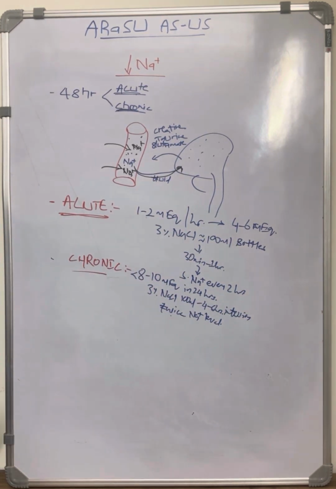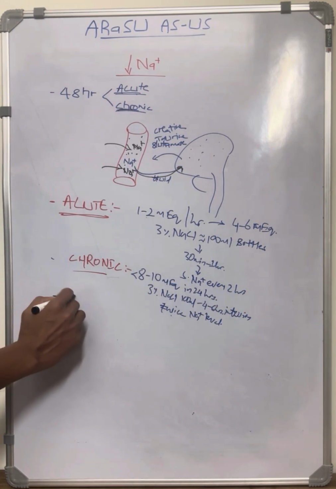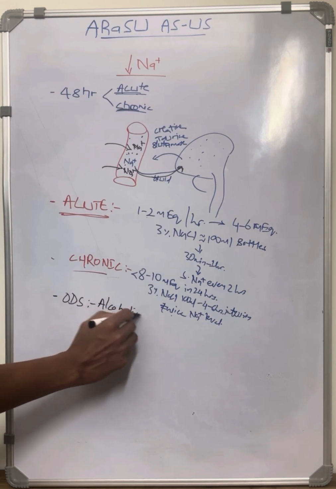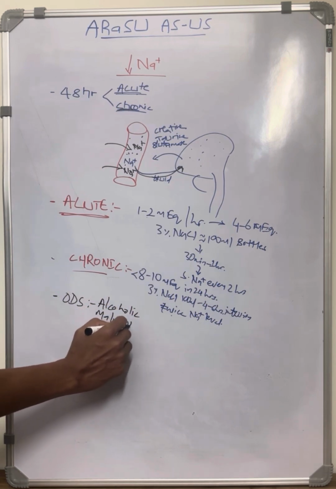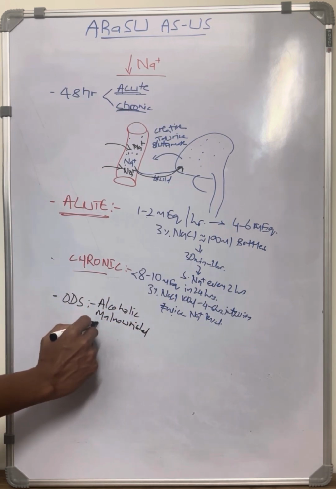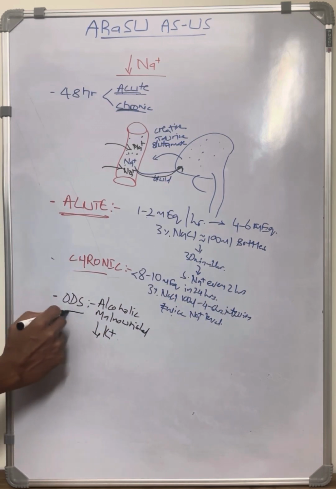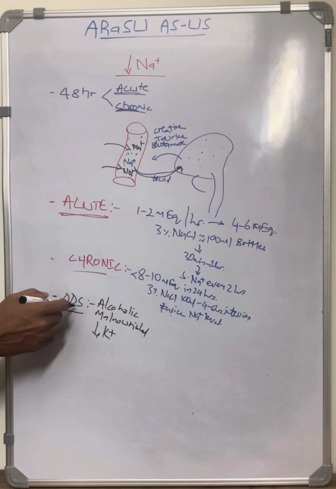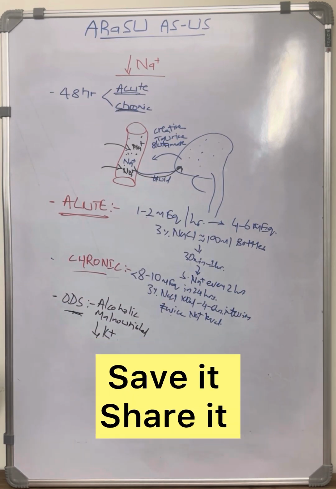And finally, one point we have to remember is that ODS is common, especially if the individual is alcoholic or malnourished, or if there is associated hypokalemia. So in these situations, if presented as chronic hyponatremia, we have to be careful with regard to osmotic demyelination syndrome.